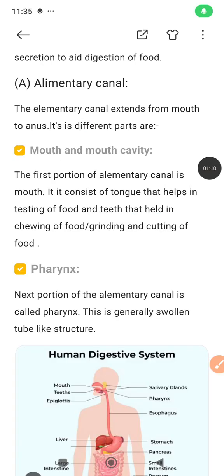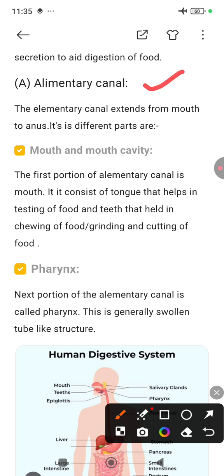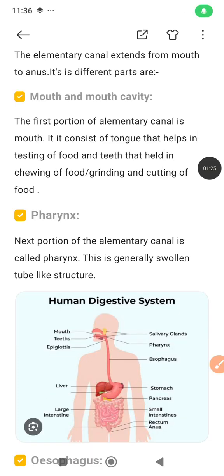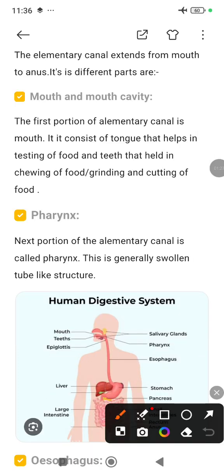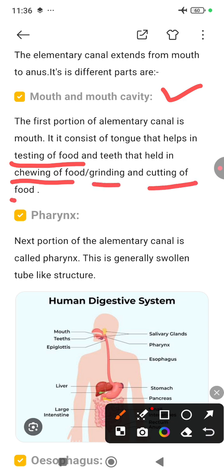Our first part of the human digestive system is the alimentary canal. The alimentary canal extends from the mouth and ends at the anus, and it has different parts. The first portion is the mouth. Our mouth consists of a tongue and lots of teeth. The tongue helps in tasting food, and the teeth help in chewing, grinding and cutting food.